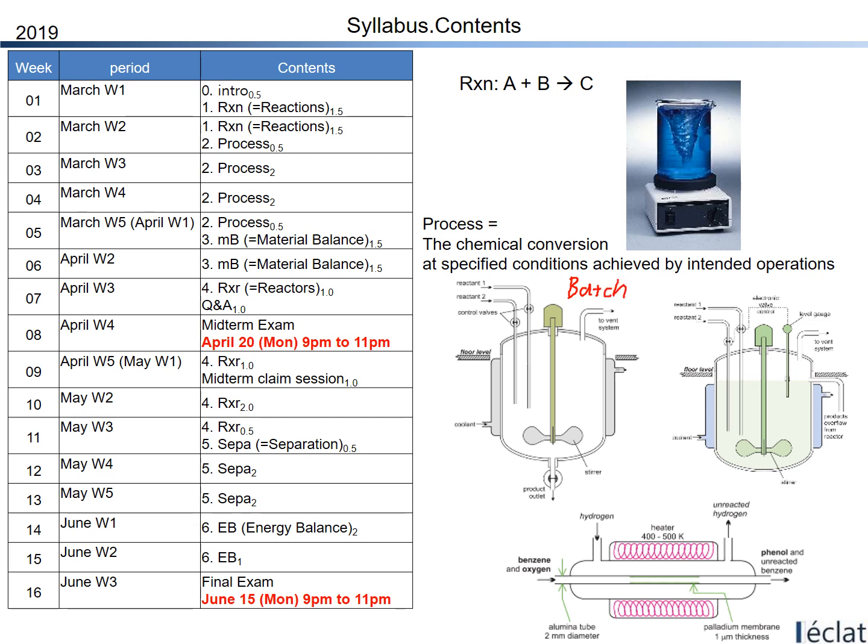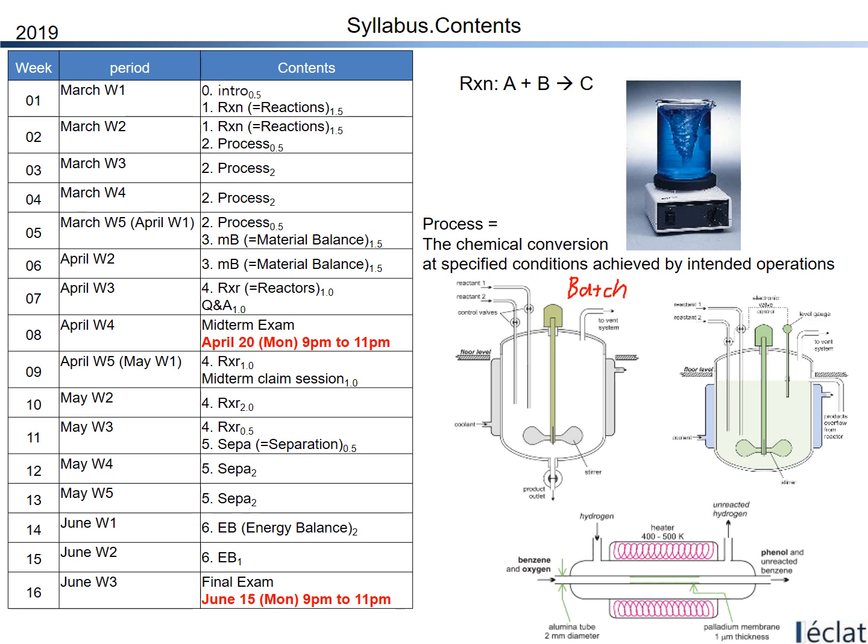So it looks like a beaker. Into the batch reactor, you will pour every reactant into the reactor and then close the door or close the cap and then wait for like 2 hours. Then get all of the content inside of the reactor. That is the batch reactor.